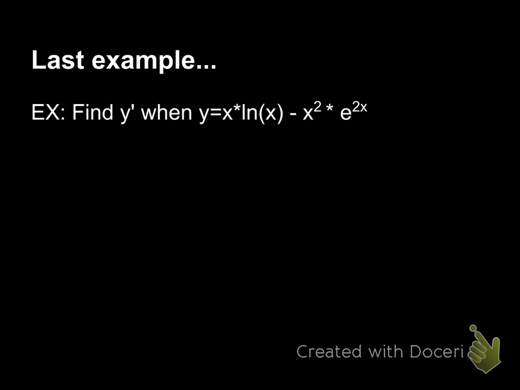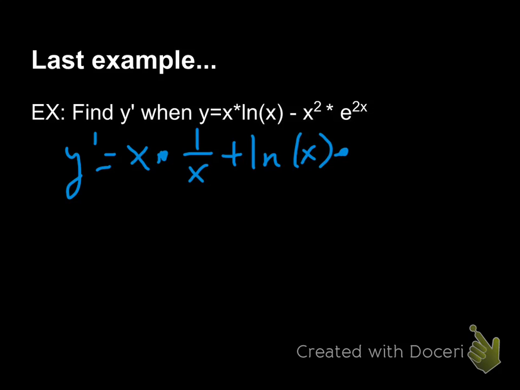So if I want the derivative of this, I'm going to have to use the product rule. y prime equals the first, which is x, times the derivative of the second, 1 over x. Derivative of natural log of x is 1 over x. Plus the second, natural log of x, times the derivative of the first, which is 1. Is this another product rule? Oh, yuck. Minus the first, x squared, times the derivative of the second. Okay, derivative of e to the 2x. I think that that's e to the 2x times 2.